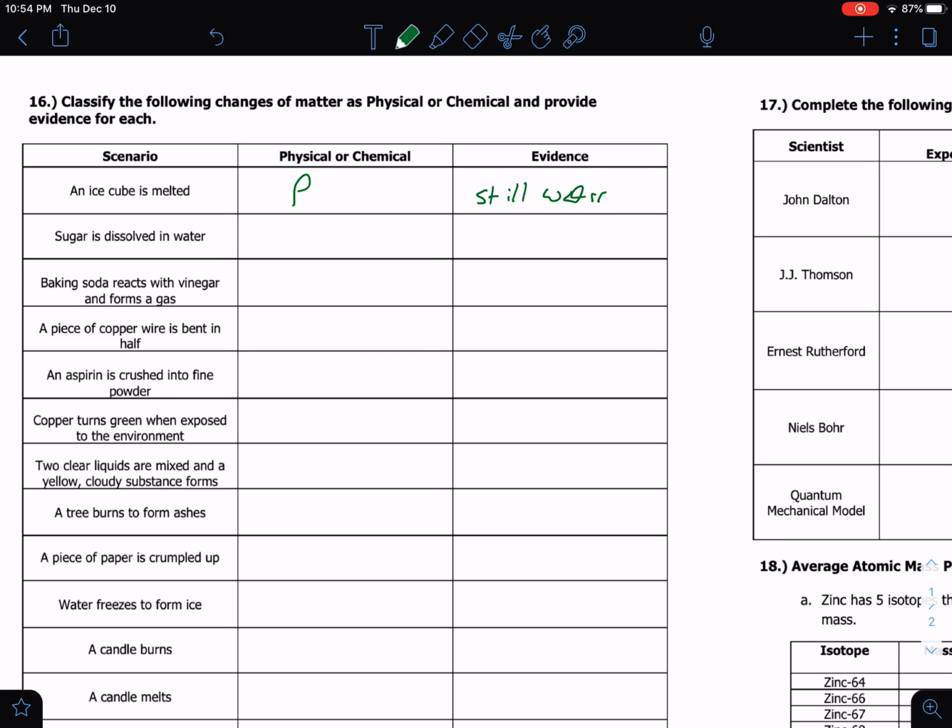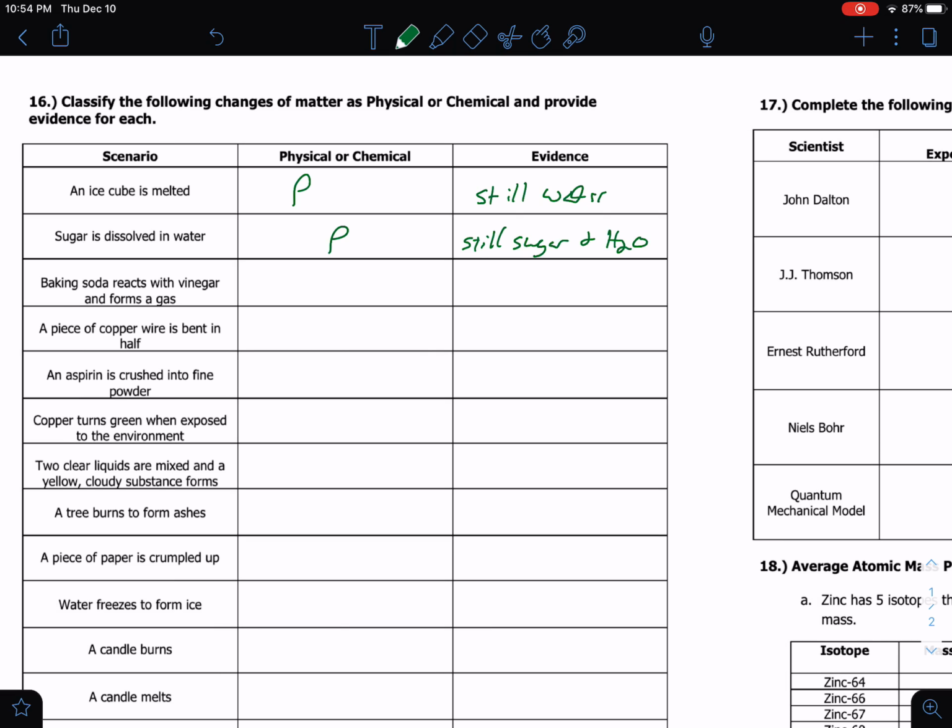Sugar dissolved in water. This is going to be physical. We're not altering anything, and it's still sugar and water. So we didn't really do anything. We're not really making anything new out of that. We're just kind of dissolving them and blending them together.